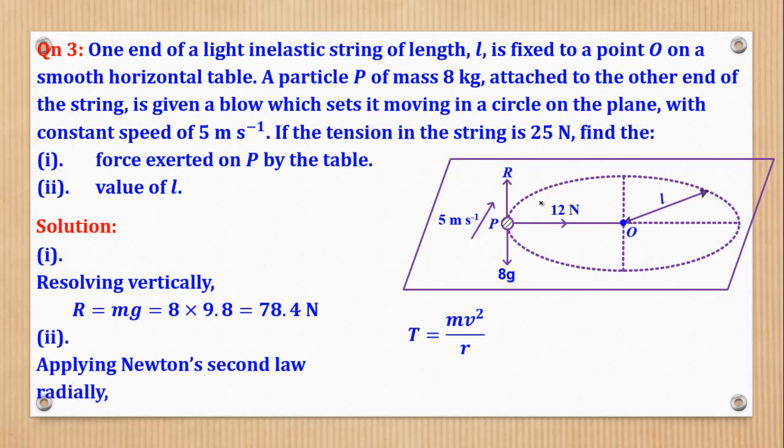Then resolving radially, T provides the necessary centripetal force. So this is equal to mv squared over r. And in this case, r is the L. This length of the string is the radius. So I'll substitute for T, for m, for v squared, and for r, and simplify to make L the subject. So that's what they wanted.